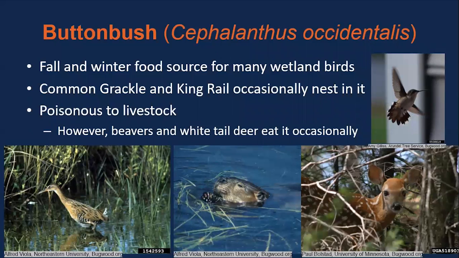In addition, it is a nectar resource for the ruby-throated hummingbird and can be nesting habitat for a couple of wetland species, but it can be poisonous to livestock. So, in case you might have that in your area, something to be aware of. But beavers and white-tailed deer must be immune because they are known to eat it on occasion.